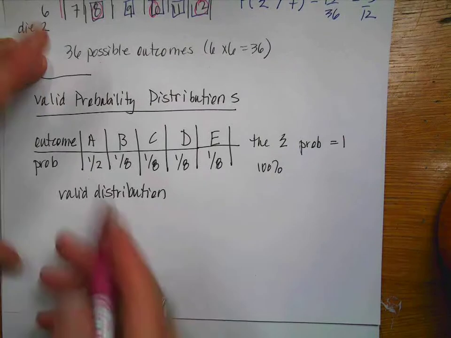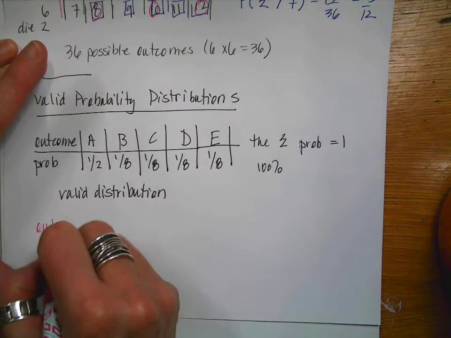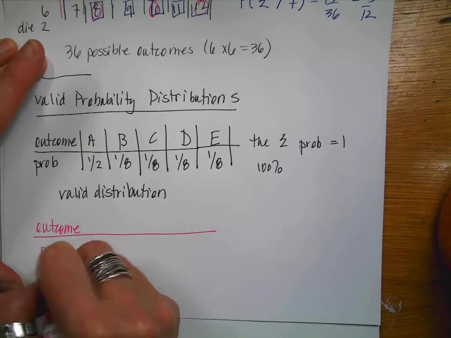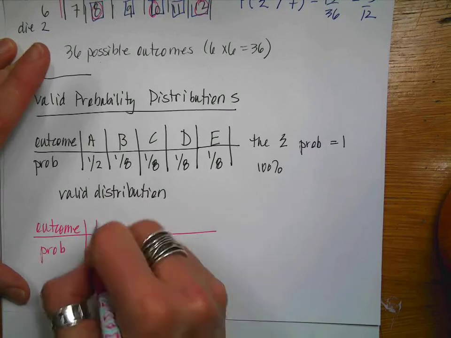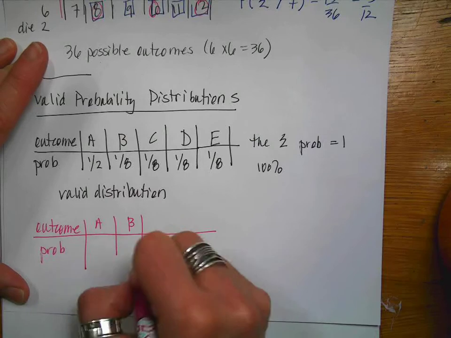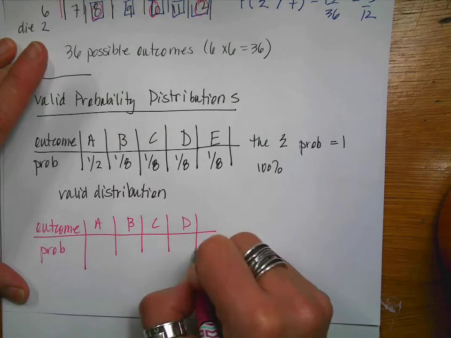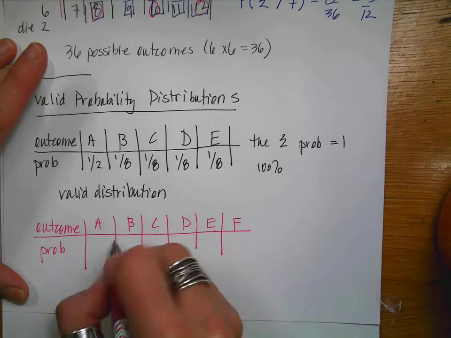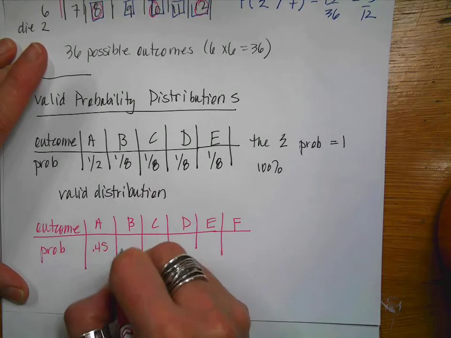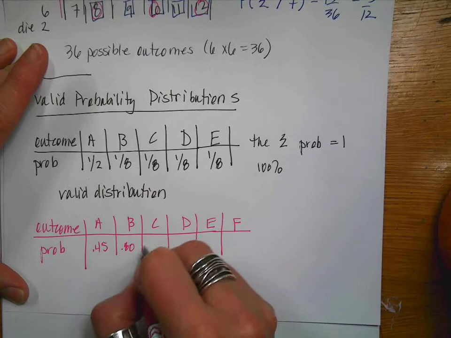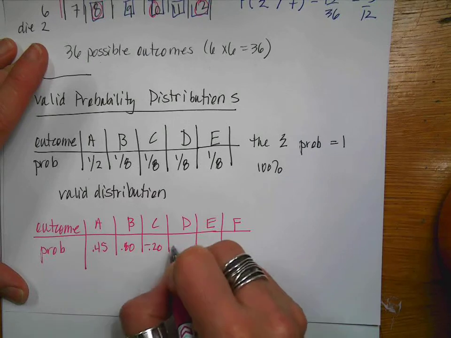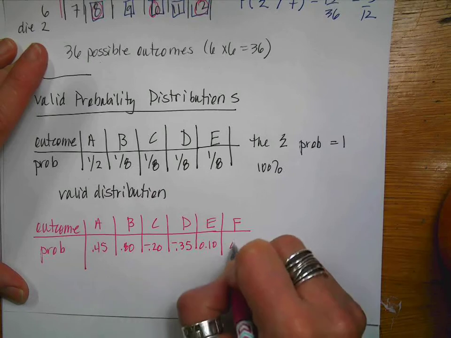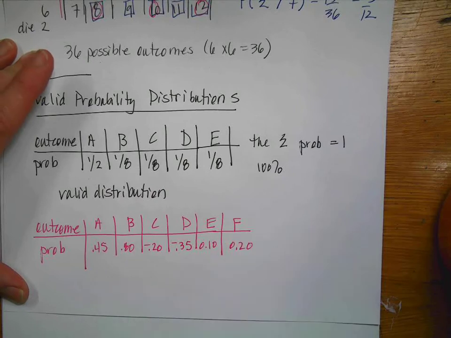Okay, so then let's look at another situation. So let's say I had an outcome, and then I had, here's my probability, and this is a probability distribution. And again, it's going to be A, B, C, D, E. This one has an F. And I had 0.45, 0.80, negative 0.20, negative 0.35, 0.10, and 0.20.